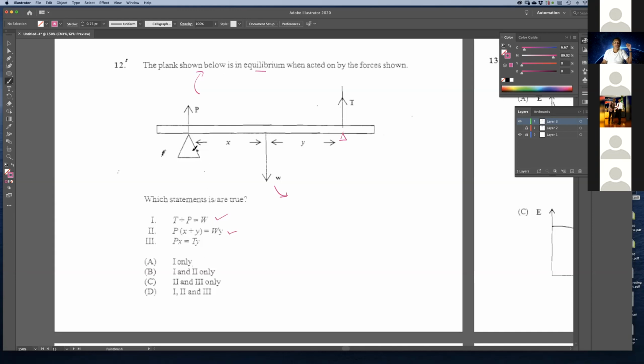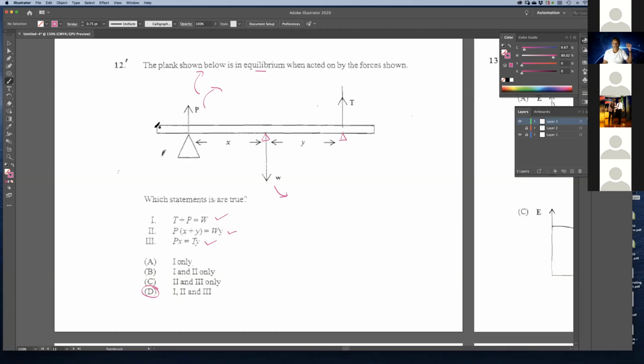Px is equal to Ty. That is also true. And therefore the answer is D. This one is true because if I took moments about here, then the clockwise moment, which is Px, would be equal to the anti-clockwise moments, which is Ty. You can take moments about any point in the system.